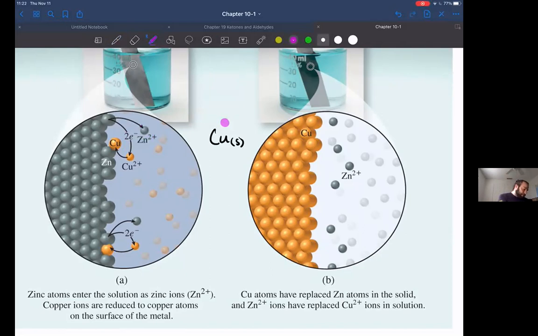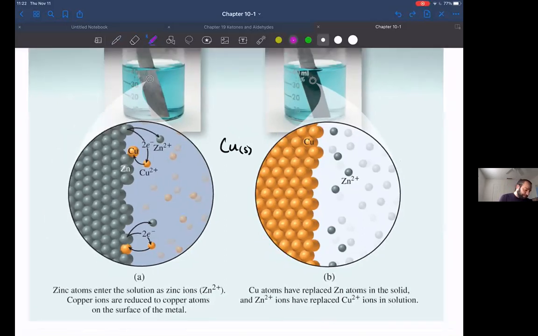And so what happens is if you leave this strip of zinc in there for a while and the reaction progresses, you now have a solid piece of copper, right? Your copper metal that's formed sitting in a solution of zinc ions. What was formerly the zinc metal now becomes a solution of zinc ions, and what was formerly a solution of copper ions becomes copper metal. And this happens because of a redox reaction, because of a transfer of electrons between the two species.